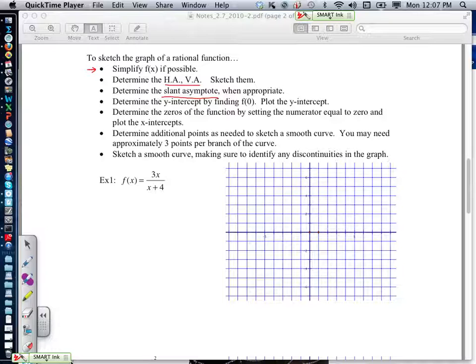You're going to find y-intercepts. You're going to find zeros. Those are the x-intercepts. And then find a few more points to kind of fill in the graph. And then you're going to sketch a smooth curve. So all this is now done without your calculator. So now put the covers back on your calculator, because we just used our technology a few minutes ago, and now we're going to do this without our technology.